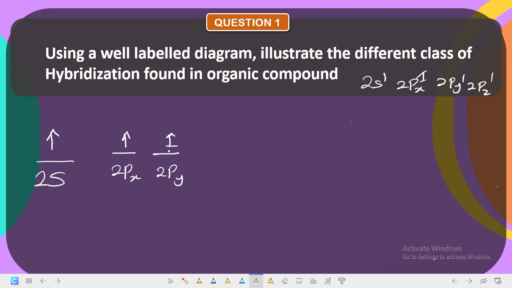Then you use this to show that there is 1 electron. This 2s has 1, 2px has 1, 2py has 1. Then it continues. This one also has 1, which is what? 2pz. Then you are now going to put hybridization here.